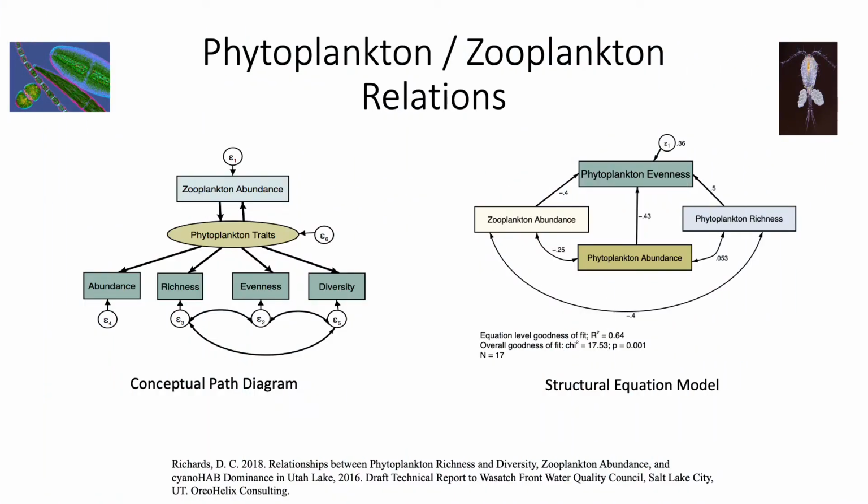We have also modeled interactions between phytoplankton and zooplankton assemblages in the lake. The figure on the left is a conceptual path analysis diagram of potential pathways between phytoplankton assemblages and zooplankton assemblages. The figure on the right is a structural equation model that verifies the path diagram. No need to go into the details here, other than phytoplankton assemblages and zooplankton assemblages indeed interact within Utah Lake.